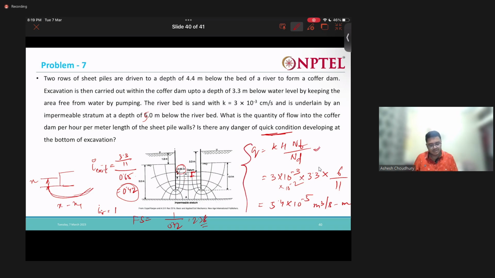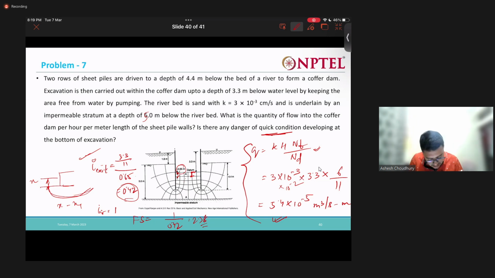Problem clear? So this part was clear, right? The first part was easy, normal, same as usual. Kh and H by Nd we used to determine the flow, and then we were asked to find out whether there is any possibility of quicksand condition. For that, first we need to determine the exit gradient. So head loss 3.3 divided by 11, divided by the length along which that head is being lost, 0.65. So we have 0.42 as my exit gradient.